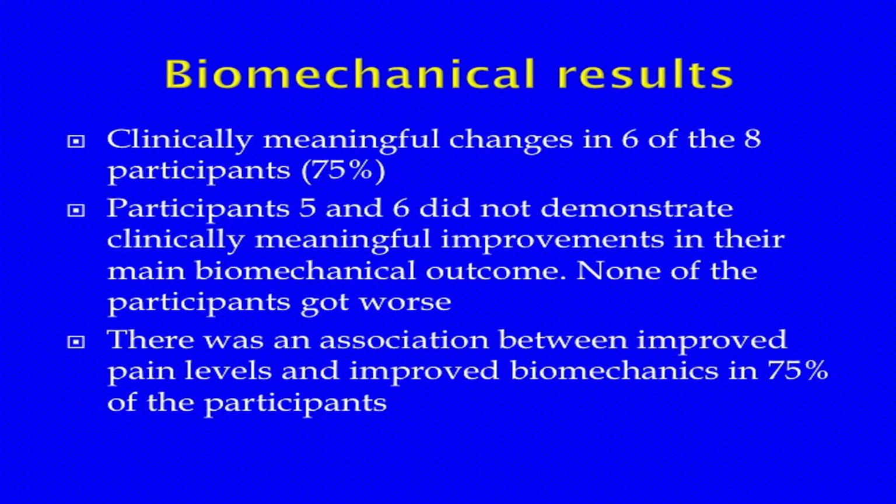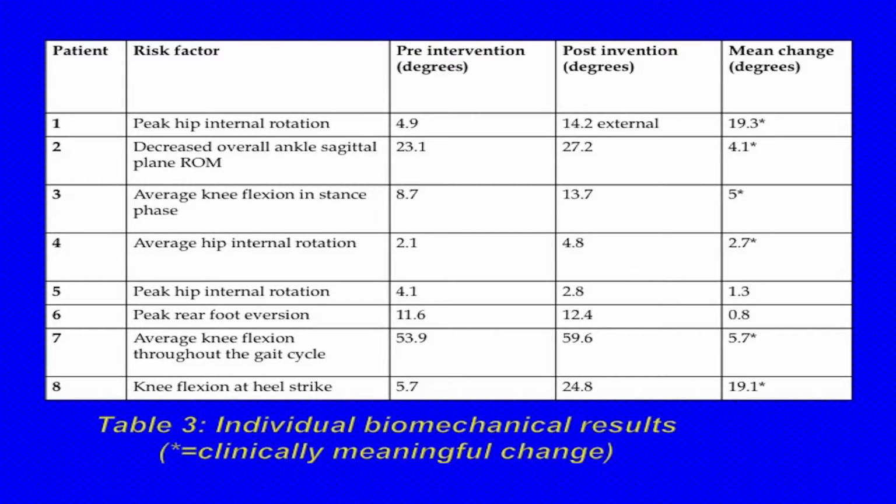Biomechanical results: clinically meaningful changes in 6 out of the 8 participants. 2 did not, and there was an association between biomechanics and improved pain in 6 out of 8 of the participants. Just a table, you can see they each have their own risk factor that's been identified. And then there's a pre-intervention measure, post-intervention measure, and the mean change in degrees.